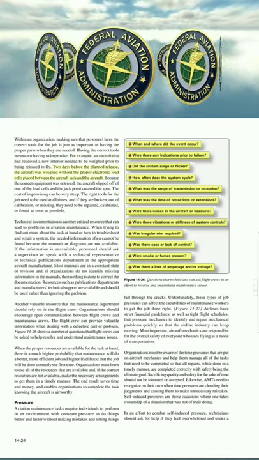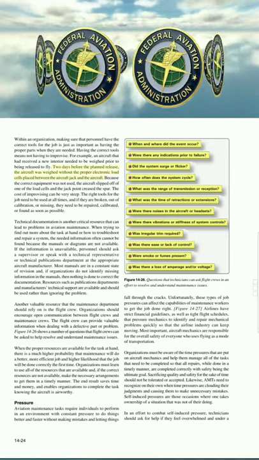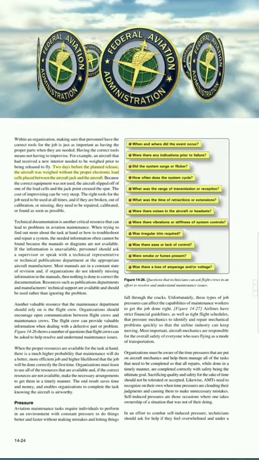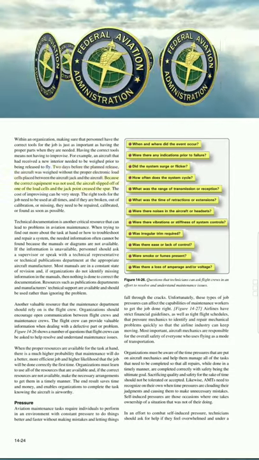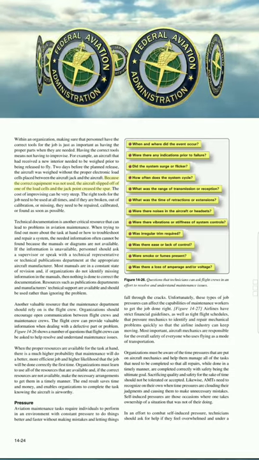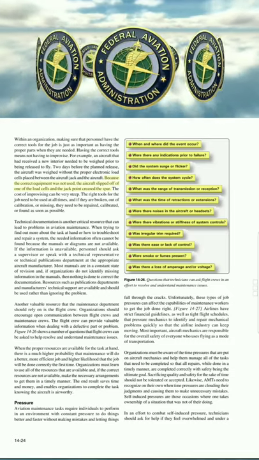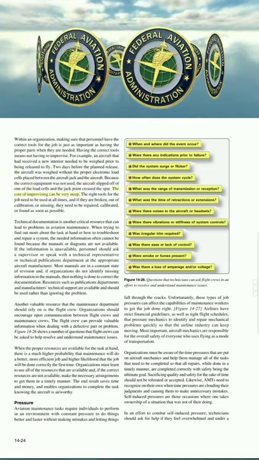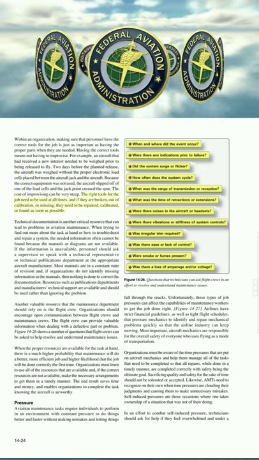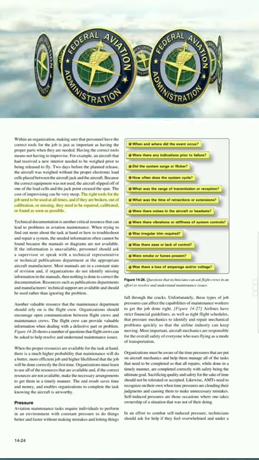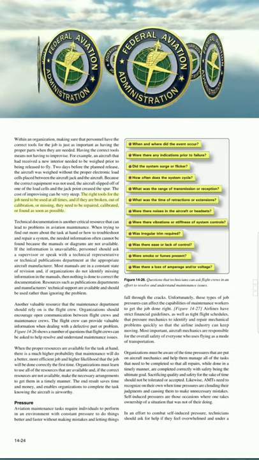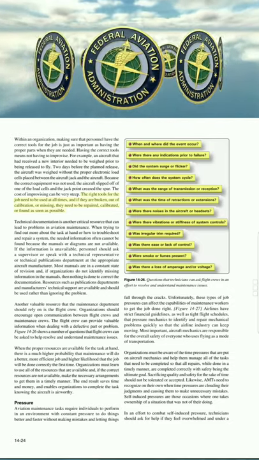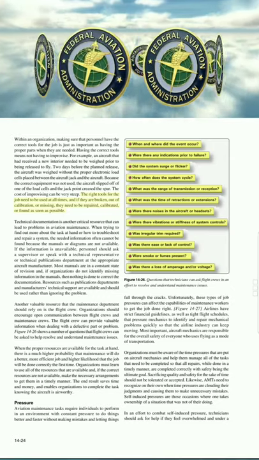Two days before the planned release, the aircraft was weighed without the proper electronic load cells placed between the aircraft jack and the aircraft. Because the correct equipment was not used, the aircraft slipped off of one of the load cells and the jack point creased the spar. The cost of improvising can be very steep. The right tools for the job need to be used at all times, and if they are broken, out of calibration, or missing, they need to be repaired, calibrated, or found as soon as possible.